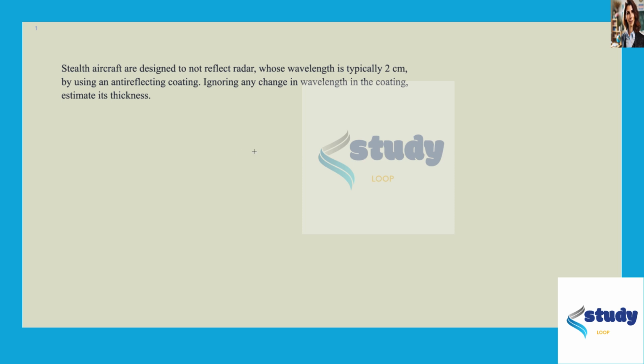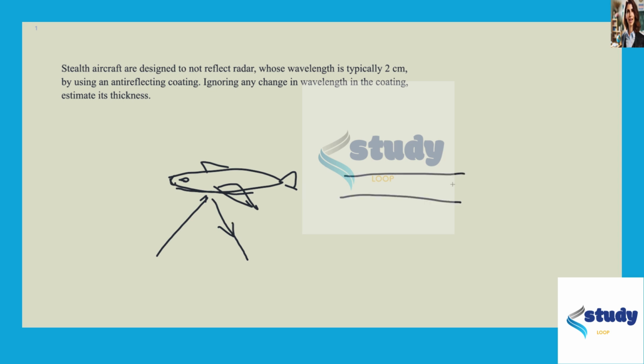Let's say we have a plane, and then it has a coating over here. And the light will go here and reflect. We want it to have a complete destructive interference during the reflection. So let's say this is a coating with n, and we have this.